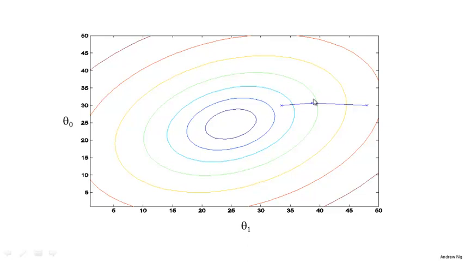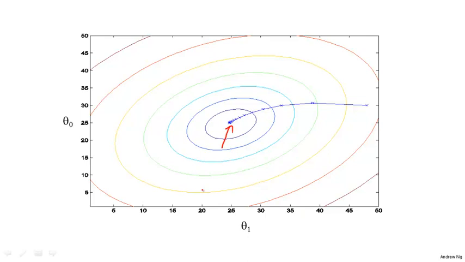That's after 2 steps. Now I'm going to take another step: 3 steps of gradient descent, 4 steps, 5 steps, and so on until gradient descent converges. And it does indeed converge to the global optimum. And so this is what gradient descent for linear regression looks like.